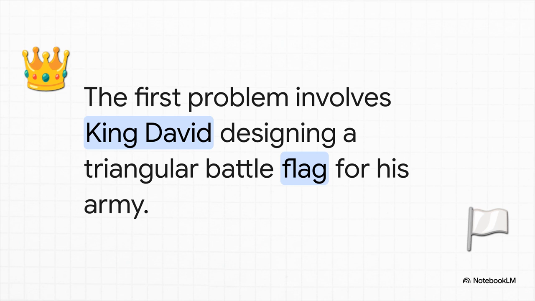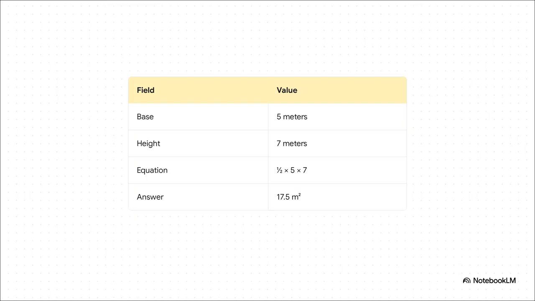And of course, the worksheet gives us the exact dimensions he's supposedly working with. You just take the flag's 5-meter base and its 7-meter height, you plug them into the formula, and boom, you get 17.5 square meters. It's a really straightforward application of math to a, let's say, very specific story.